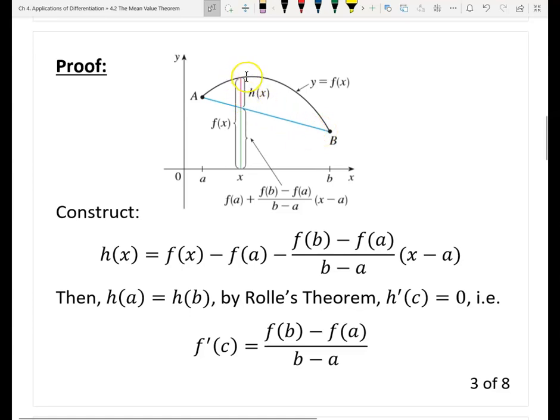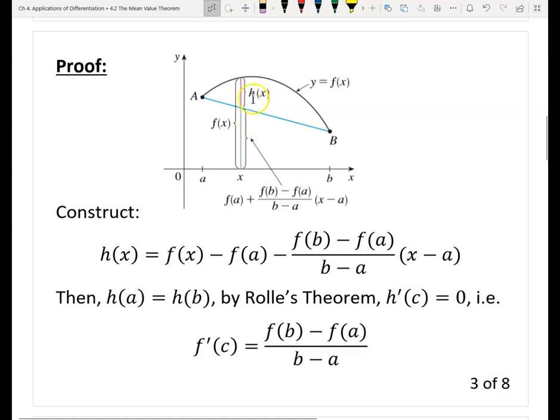See, from this graph, here, h(x). h(x) is the distance between the original function and the straight line, or the linear function. And if we shift this point to the left, to a, can you see the distance is 0? So h(a) is 0. If we shift this to the right, h(b) also equals 0. Therefore, h has the same value on both endpoints, right? So we can use Rolle's theorem. See, that's the biggest trick.